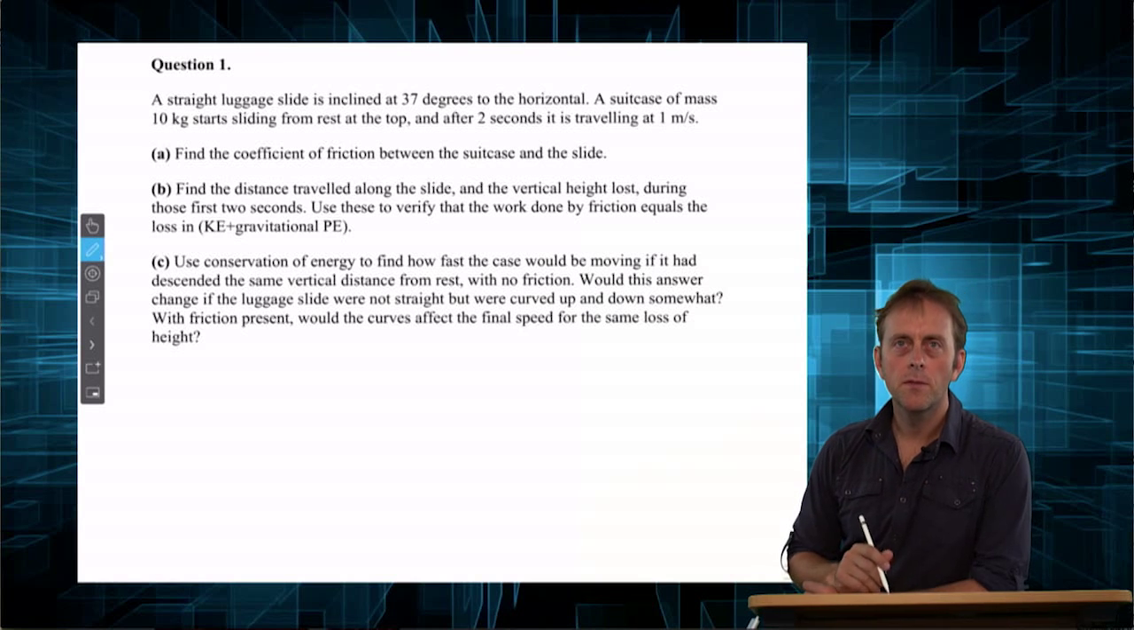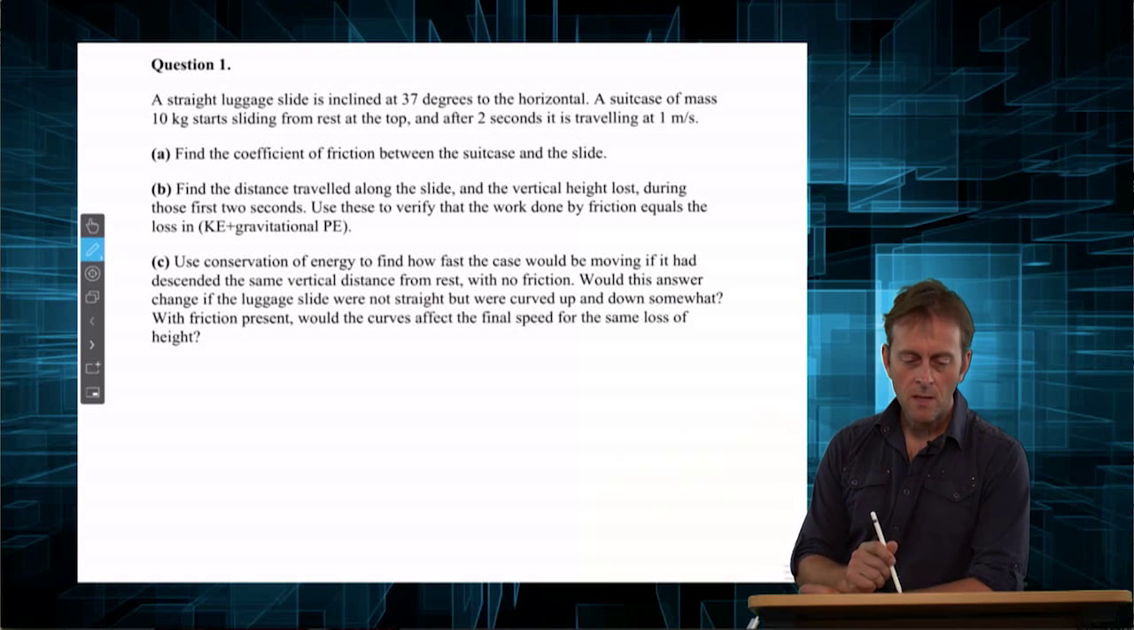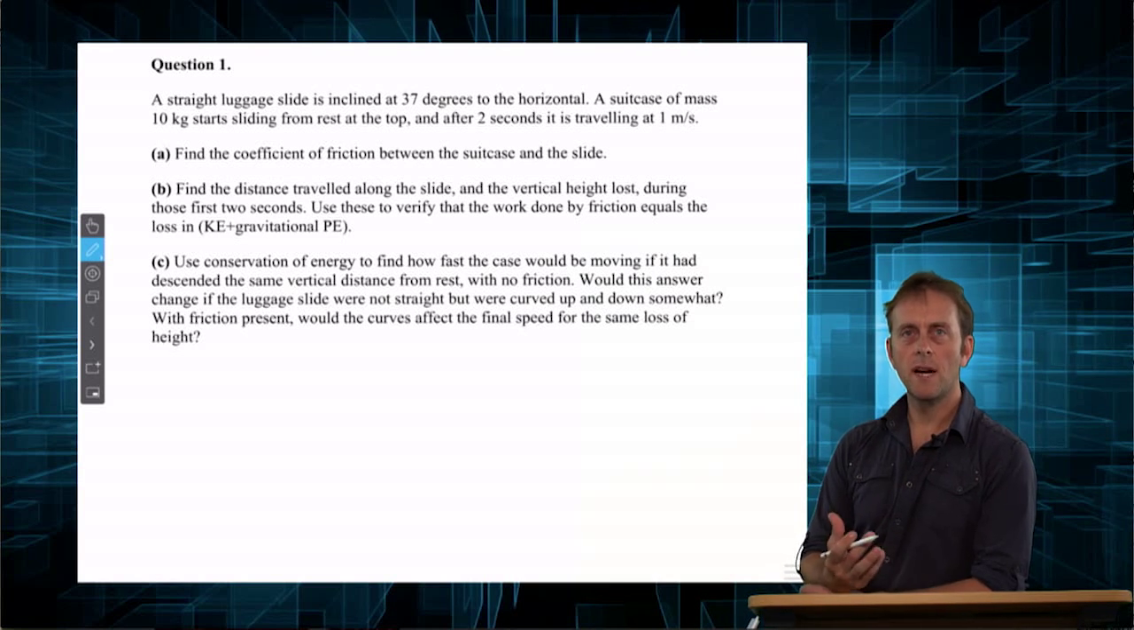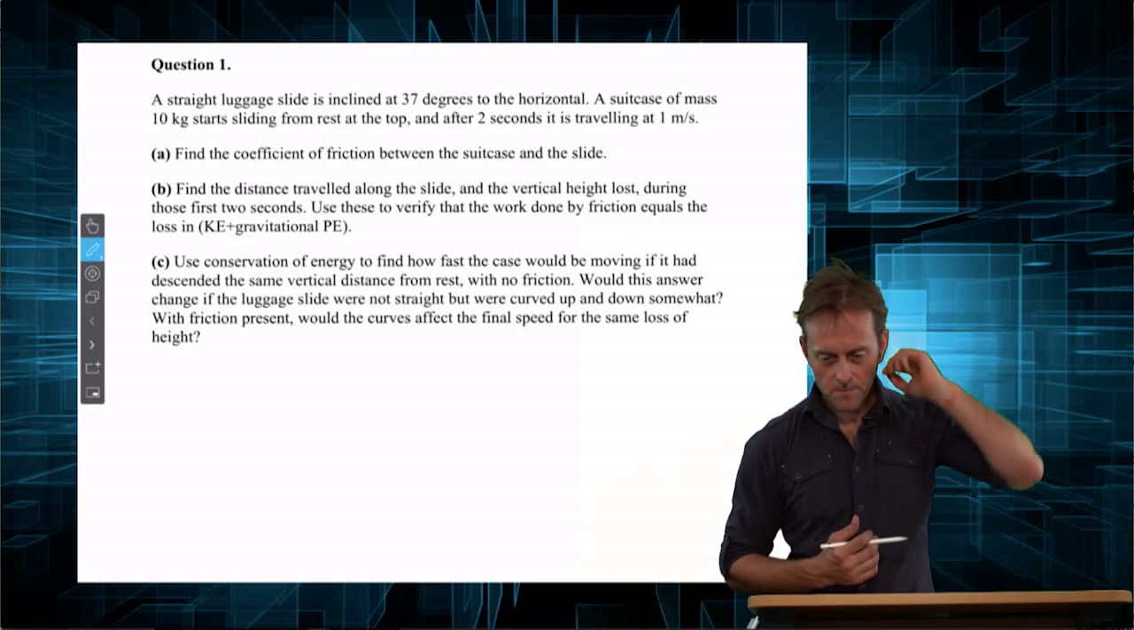Great, so the first problem we've got here is a typical problem that's going to use some kinematics, some Newton's laws and some conservation of energy to solve a series of problems. We have a luggage slide. It's got a bit of luggage sitting on it and it's inclined at 37 degrees to the horizontal.